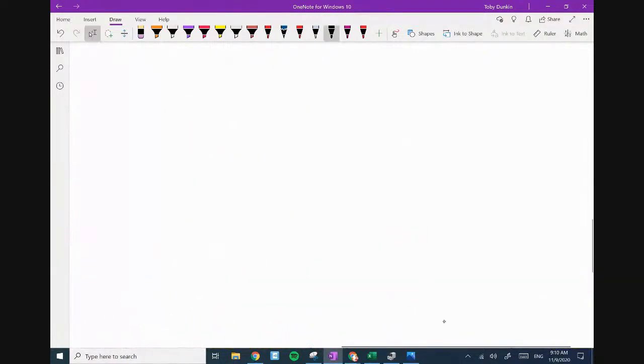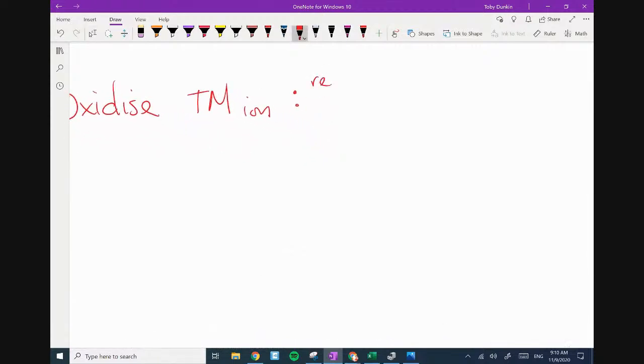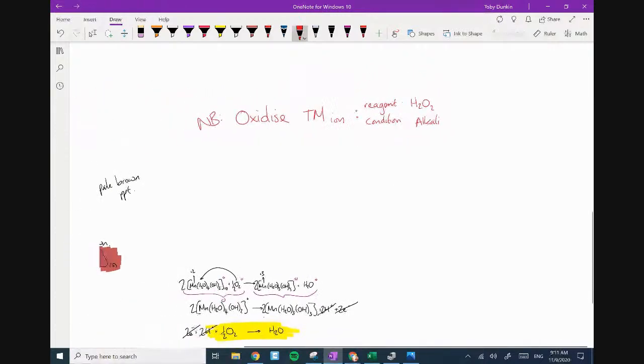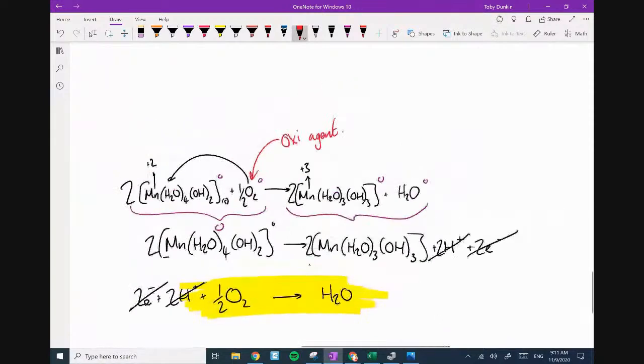Right. So the next question is, why doesn't it oxidize in the little? The reason being is, if you remember my previous lesson, this is a nota bene, important notice. If you want to oxidize a transition metal ion, then you need the reagent and the conditions. The reagent is hydrogen peroxide, and the condition is alkali. Now, what that means is that even though our oxidizing agent in this case is oxygen from the atmosphere, we still need the alkali conditions to do it.